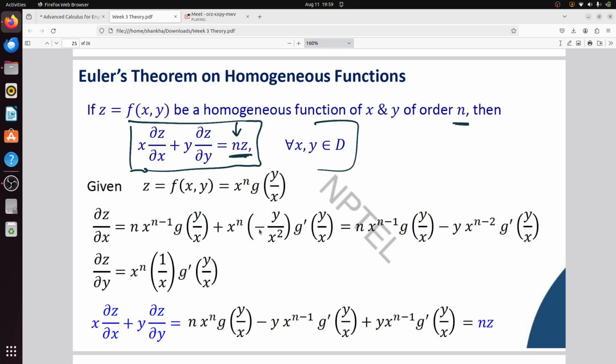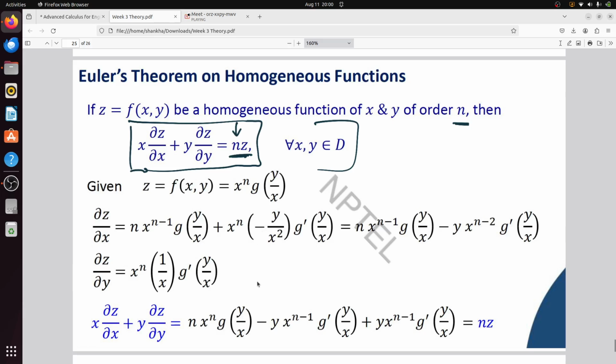So Euler's theorem on homogeneous function is: you have z equal to f(x,y). This is a homogeneous function of x and y of order n. Then x del z del x plus y del z del y equals n z, n into z. You can simply prove it. I have given also the proof, but we don't need to prove it right now.